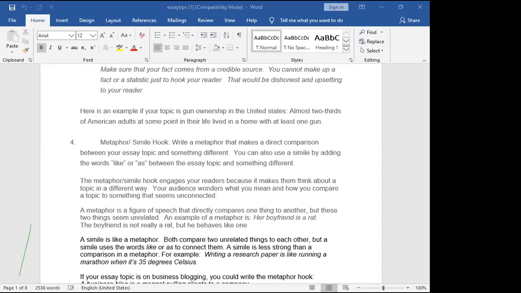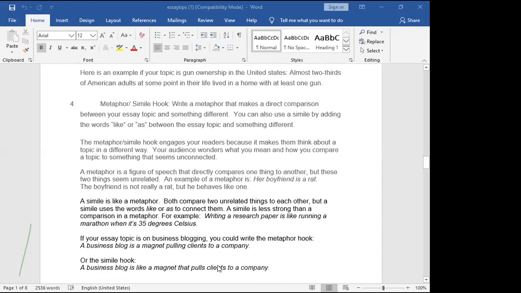So, writing a research paper is like running a marathon. Writing a research paper is like running a marathon when it is 35 degrees Celsius. That particular statement is telling us that the process of writing a research paper, for those of us at a high level, is not easy. It involves a lot. It takes time.